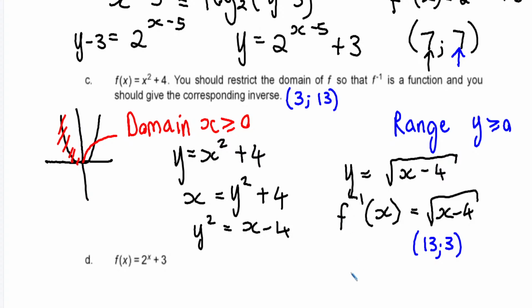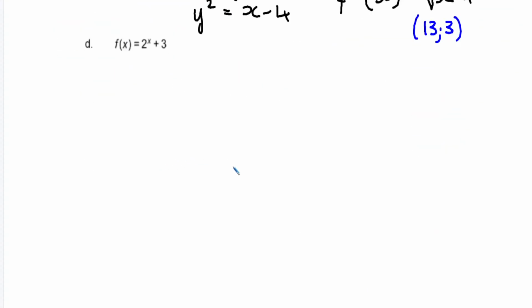Okay, f of x equals 2 to the x plus 3. Again, just because I can, I'm going to make up an x value. 2 cubed is 8, plus 3 is 11. I want to make sure that when I put 11 into my answer, I get 3 out. Remember, change f of x to y.